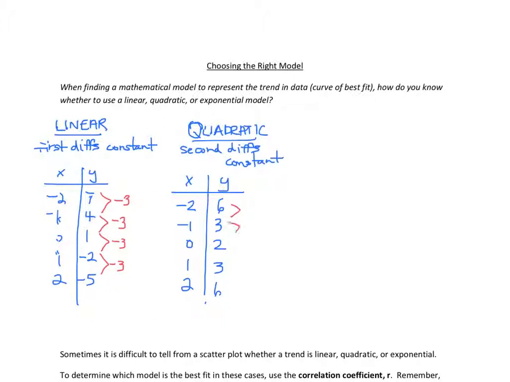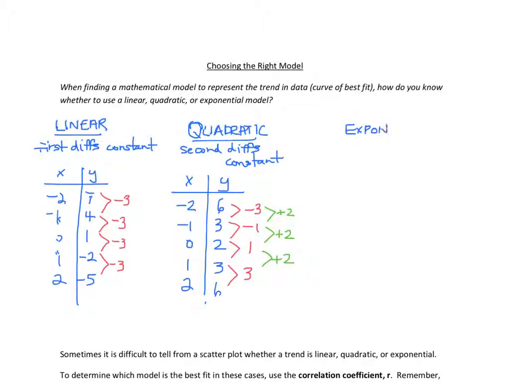Okay, then my first differences, so from 6 to 3, we go down 3. From 3 to 2, we go down 1. From 2 to 3 is up 1, and from 3 to 6 is up 3. So it's not linear. Okay, then if I find my second differences, from -3 to -1 is an increase of 2. From -1 to 1 is as well, and from 1 to 3, also an increase of 2. So I know that that one is quadratic.